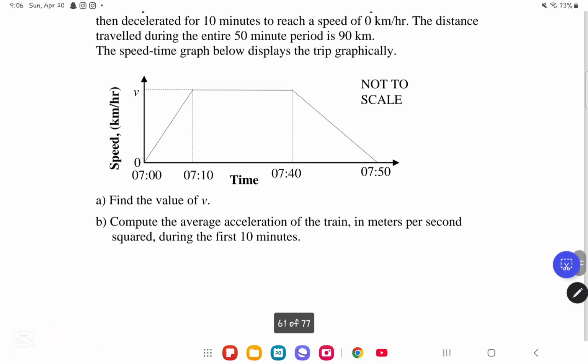Now they said in part B, compute the average acceleration of the train in meters per second squared during the first 10 minutes. So to find the average acceleration, we need the height. We found the height to be how much? 135 kilometers per hour. So from here till here, they need to find the acceleration. So we will find the slope. We're going to do y minus y over x minus x.